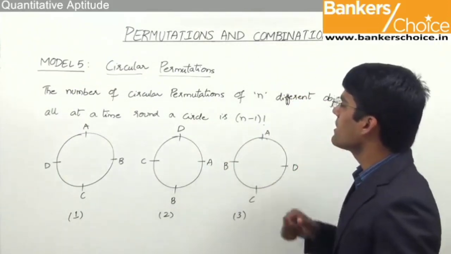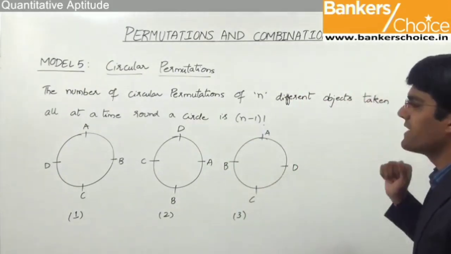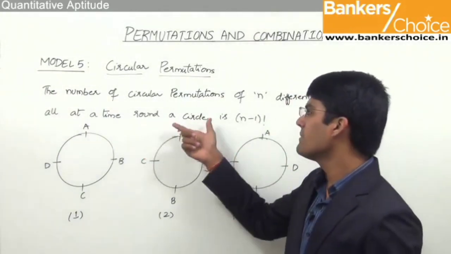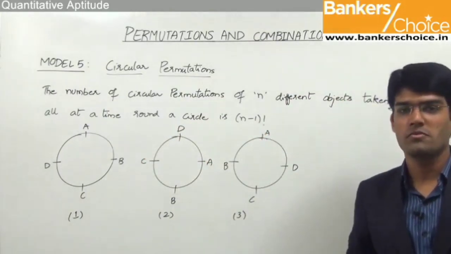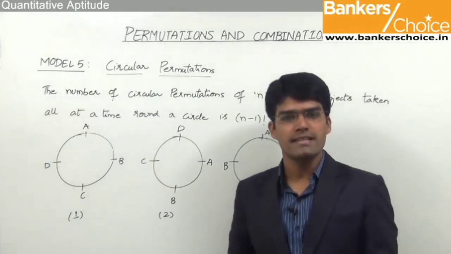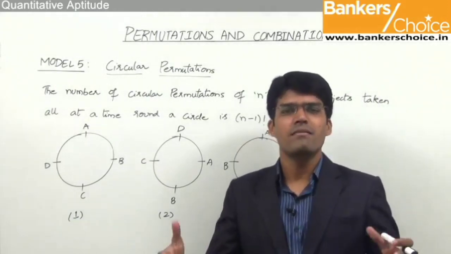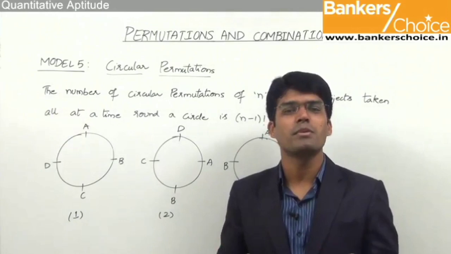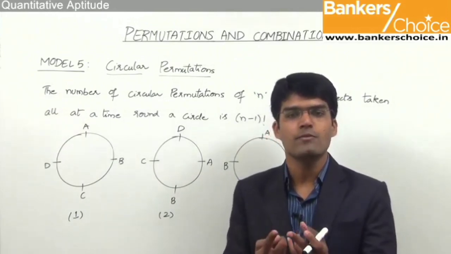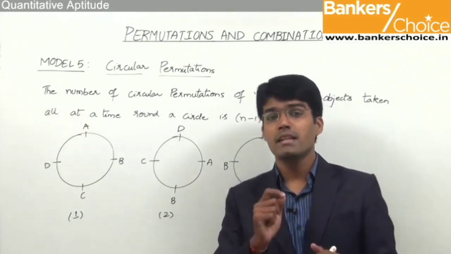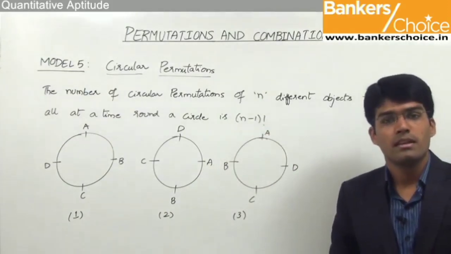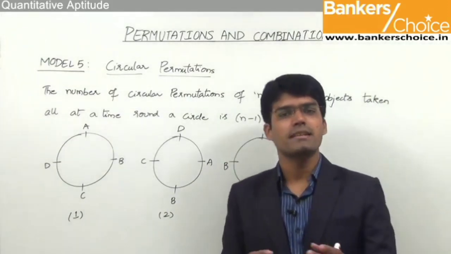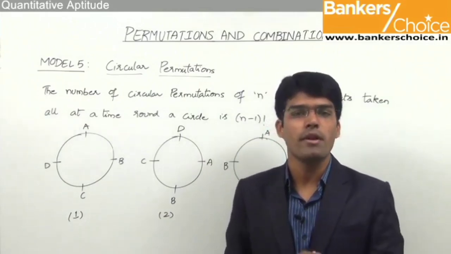The number of circular permutations of n different objects taken all at a time around a circle is given as n minus 1 factorial. If you observe, when there are n objects and we have to arrange them in a straight line, the number of arrangements or permutations is n factorial. But when we have to arrange them around a circle, the number of permutations should be taken as n minus 1 factorial. The reason here is that for a circle, there is no definite starting point or ending point.